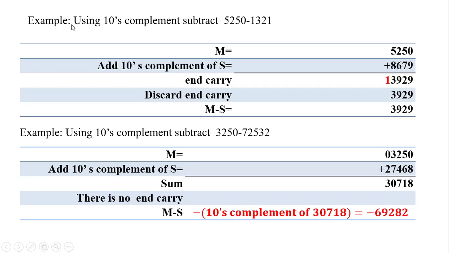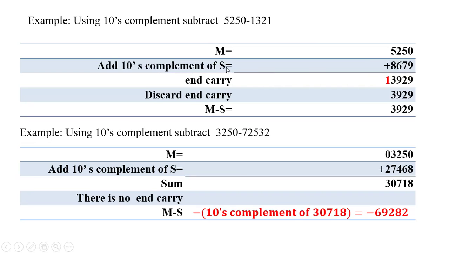Example. Let's elaborate this by example. Using tens complement, subtract 5250 minus 1321. This is the minuend, this is the subtrahend. The tens complement of the subtrahend: take the nines complement of this by subtracting each digit from 9, and add 1 to the nines complement. So we get this number, 8679.